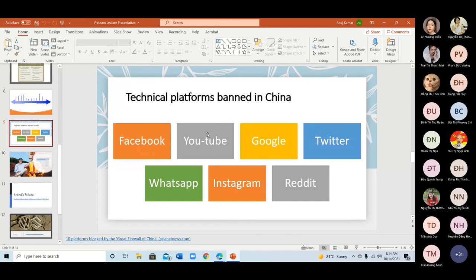Another example of cultural differences which I can give you is the technological platforms banned in China. Which platforms are banned in China? Facebook, YouTube, Google, Twitter, WhatsApp, Instagram, Reddit, most of the technological platforms which the world is using, China is not using. They have censorship over them. They have their own social media like Weibo, WeChat, and instead of Google, they have Baidu. So again, you can see a difference of culture and how it is affecting international business.